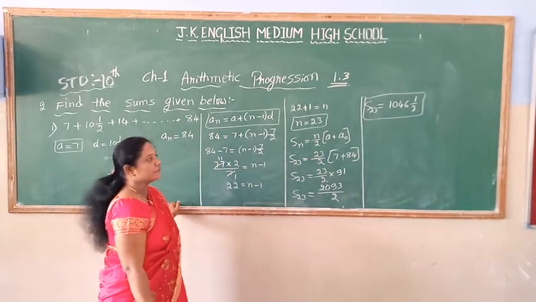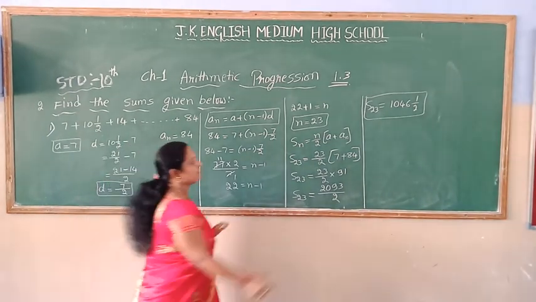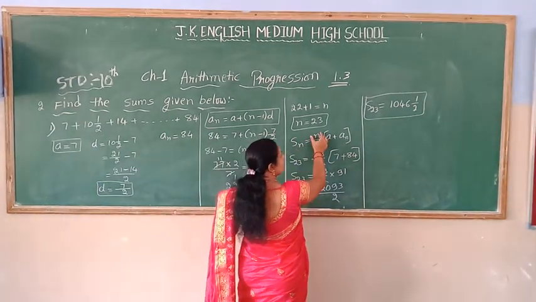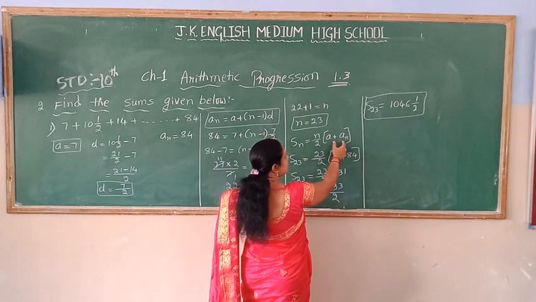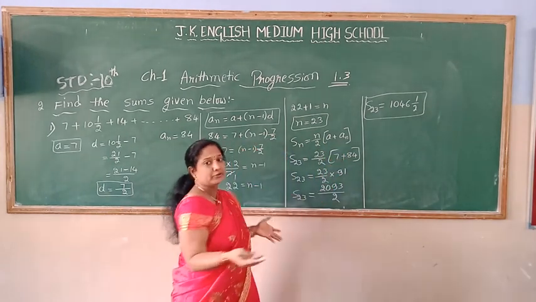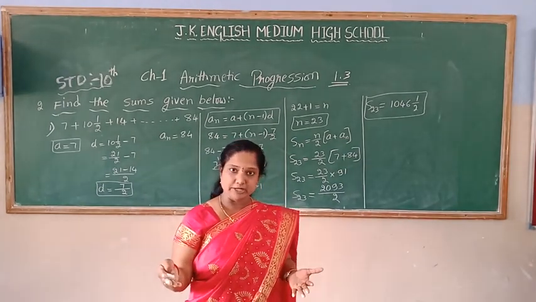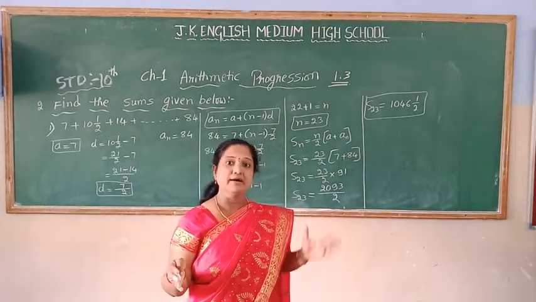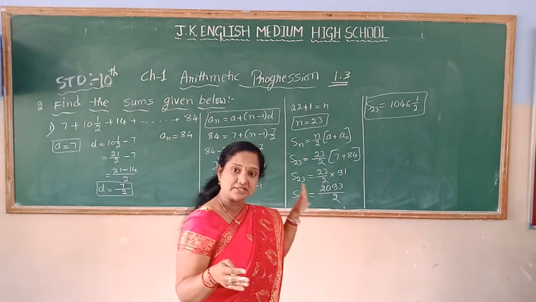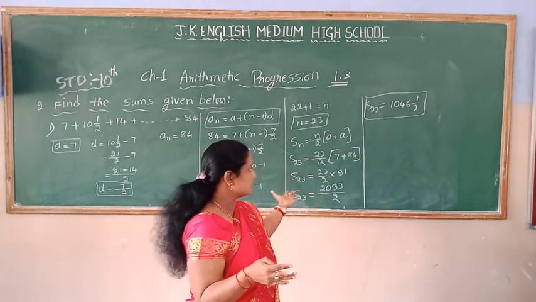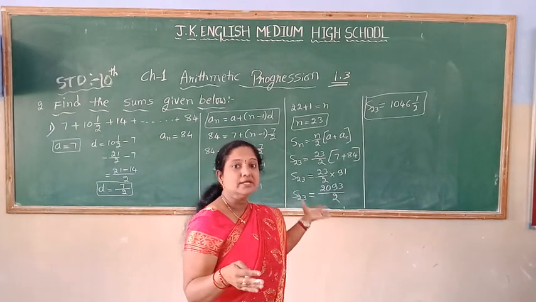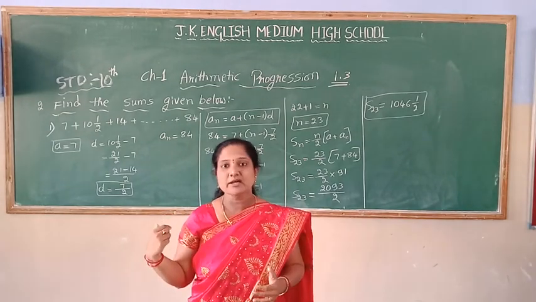After finding the value of n, I can easily find the sum of 23 terms of this AP using the formula n by 2 into a plus An. You can also use Sn is equal to n by 2 into 2a plus n minus 1 into d. In case of An you can also use l, and with this formula you can find the sum of 23 terms of this AP.